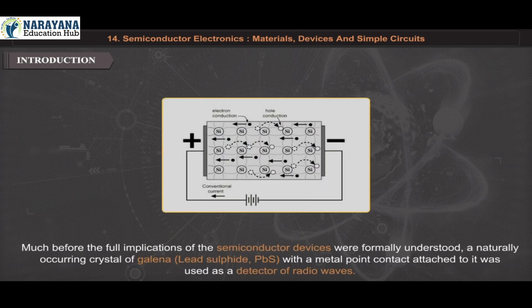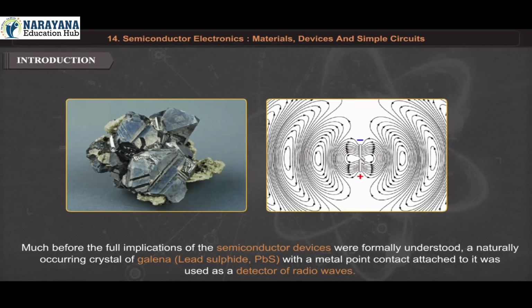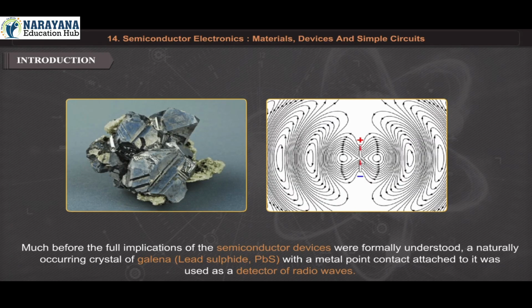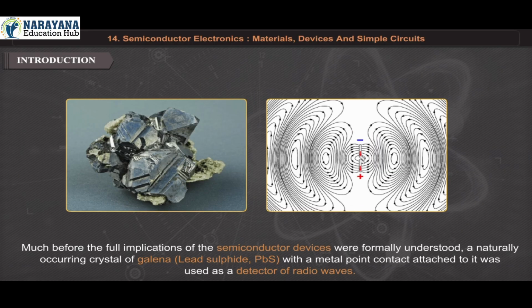Much before the full implications of the semiconductor devices were formally understood, a naturally occurring crystal of galena, that is lead sulfide, PbS, with a metal point contact attached to it was used as a detector of radio waves.